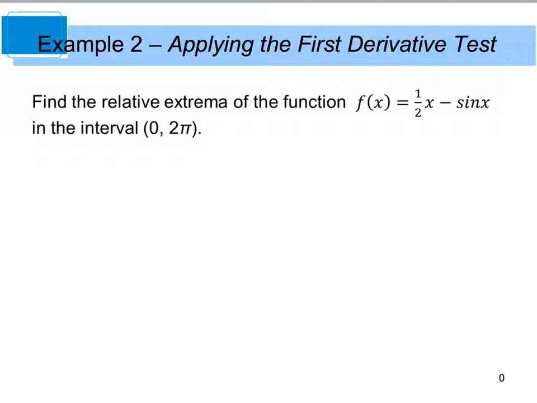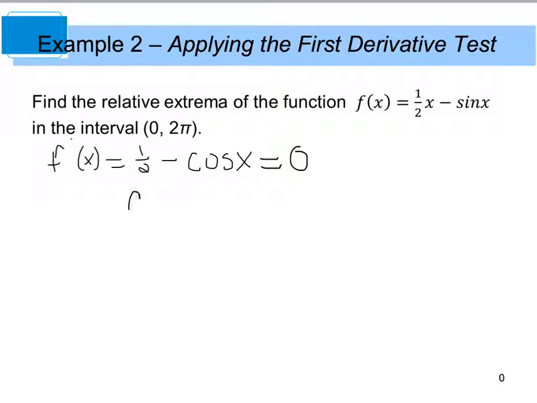Example 2 then says that we are to find the relative extrema of the function f of x equals 1/2 x minus sine x on the interval from 0 to 2 pi. Please make note that we are not including either 0 or 2 pi because of that set of parentheses. So we're going to start out by finding the derivative of f, which is f prime of x. The derivative of f is going to be 1/2 minus the cosine of x. And I'm going to set this equal to 0 and solve.